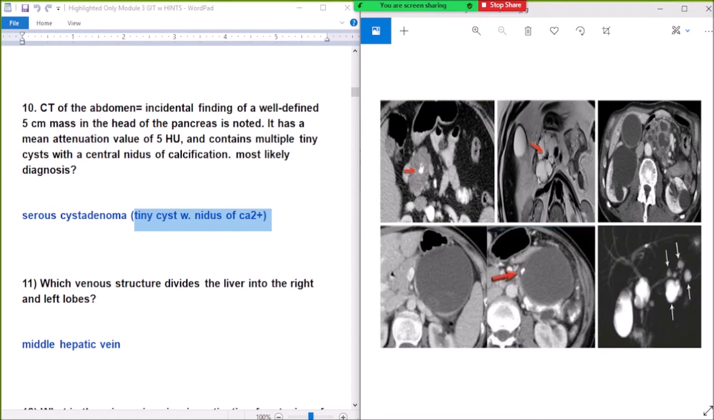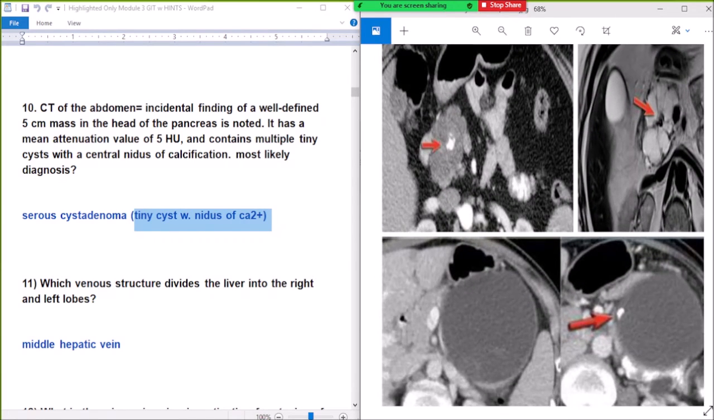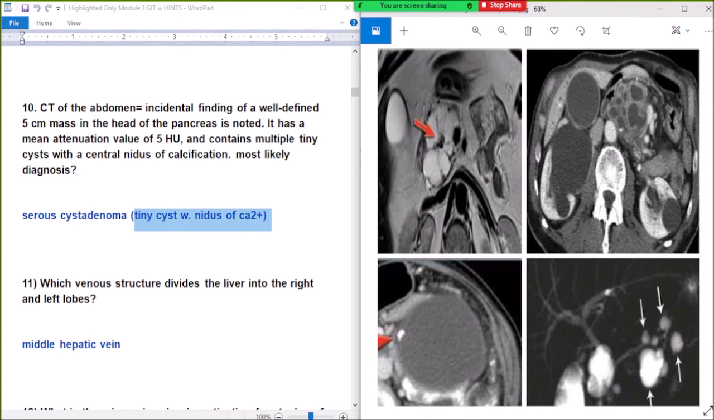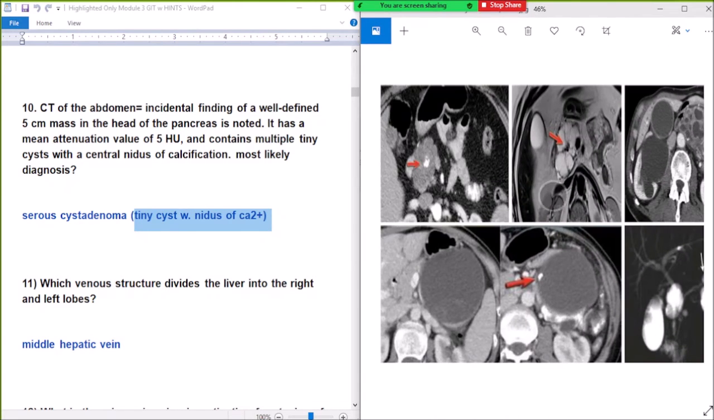Multiple cysts with central nidus of calcification: serous adenoma. Multiple cysts with nidus of calcification, serous adenoma. Or central scar, serous adenoma. Now, mucinous adenoma is a large, solitary lesion, with cysts in the body of the pancreas.